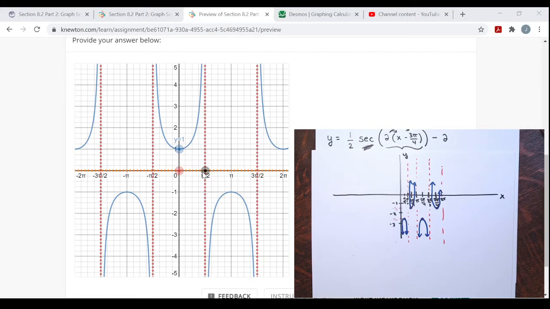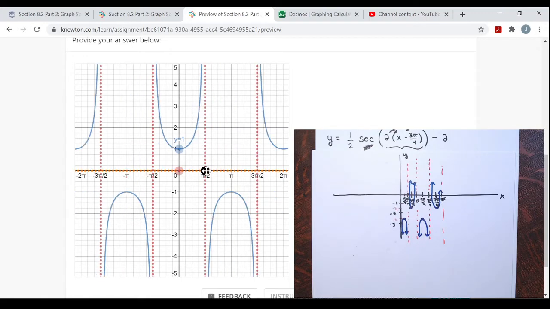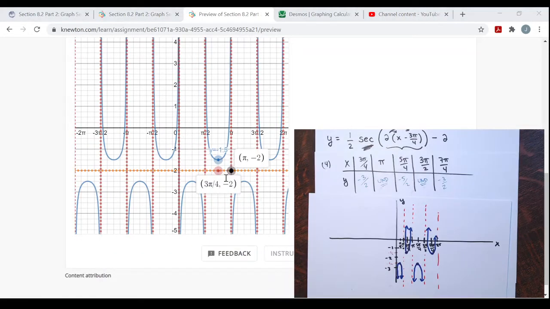We're going to move the period to pi. Right, so from 0 to pi, I had an asymptote at pi and pi over 2. Oh, geez. Okay, so that doesn't do that. Let me figure this out. Okay, so it looks like you have to move the red point.